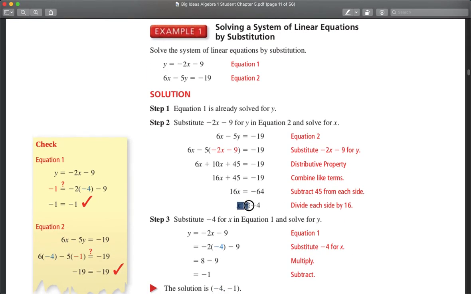Now that you have one of the variables, what you can do is plug this variable into either one of the equations of your choosing. If you plug it in here, you still have to do some extra work. The reason they chose equation 1 is because it's already solved for y. So if you plug in the x value that you got, which is negative 4, into here, you're going to do straight-out math and solve for y.